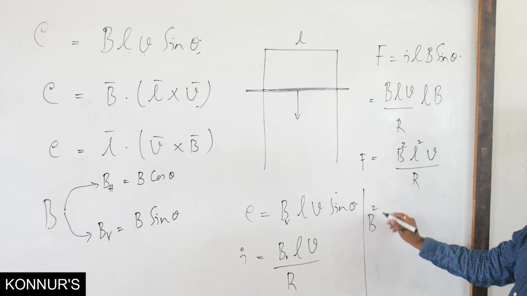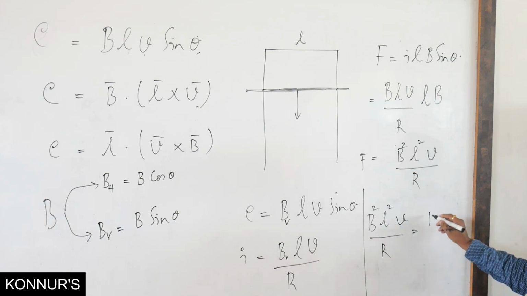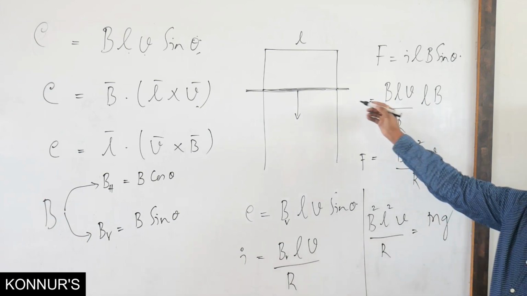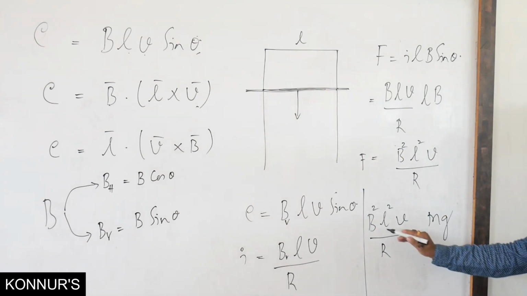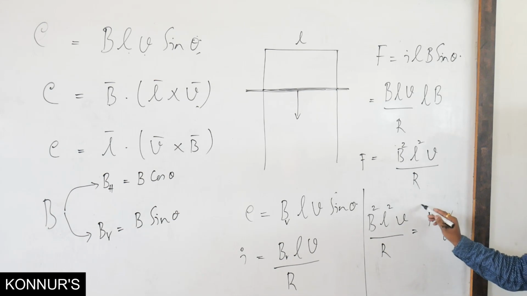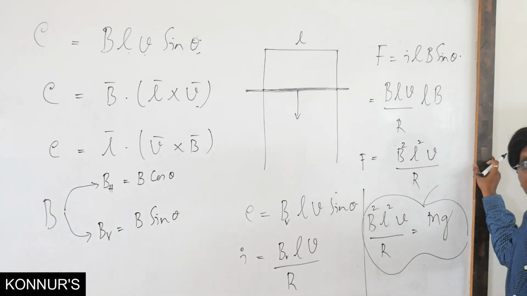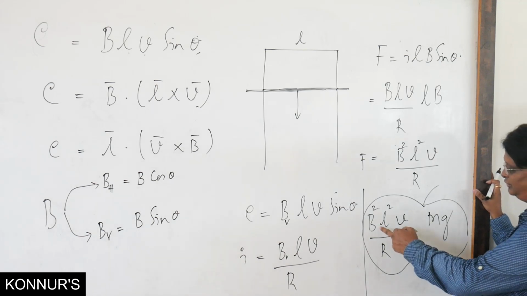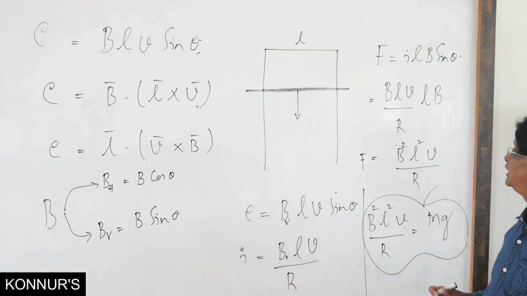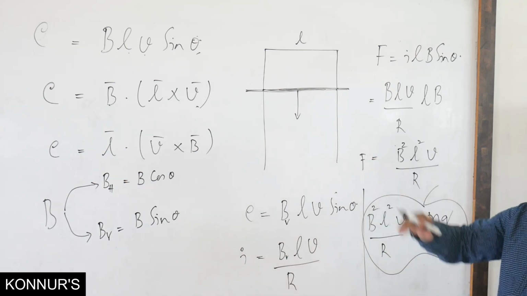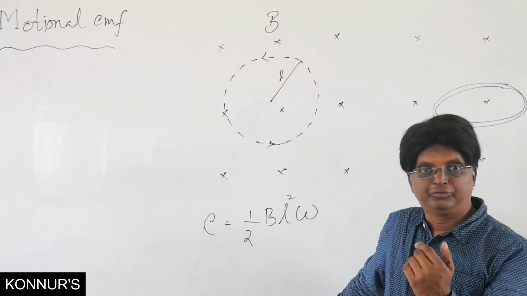So in this example, what is the terminal velocity expression? B squared L squared V by R is equal to mg, where m is the mass of this wire which is falling under gravity. So B squared L squared V by R equal to mg is one condition. This condition can be used for any of the examples, such as an expression for B or V or L or m, whatnot. So for any of such things we can make use of E is equal to BLV sin theta.